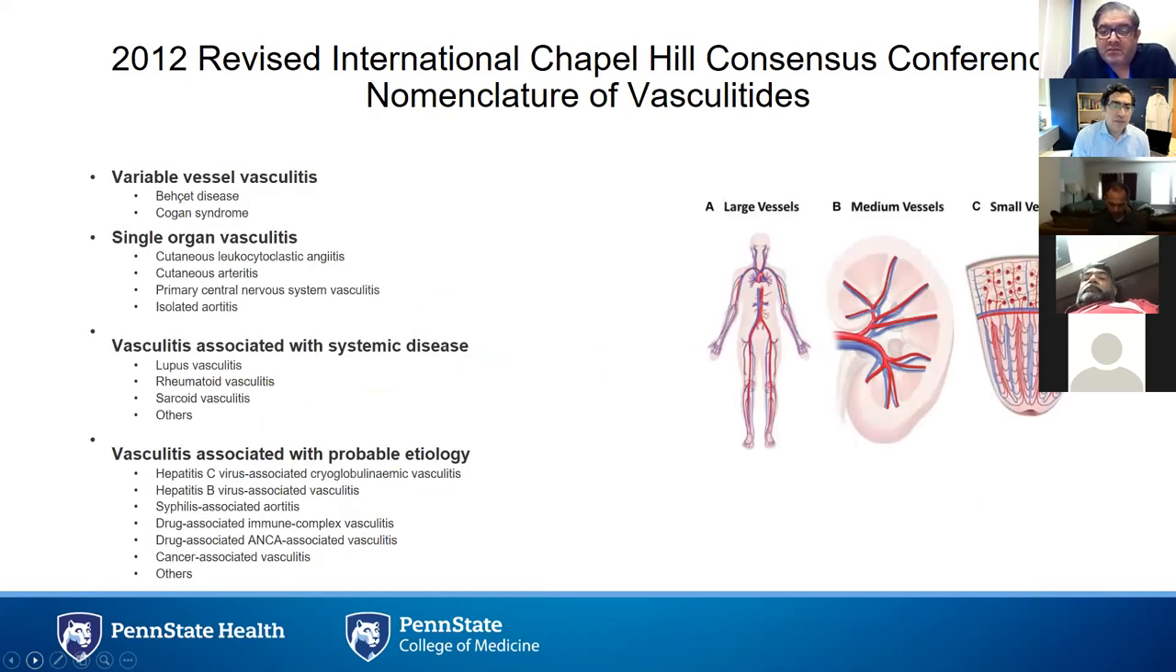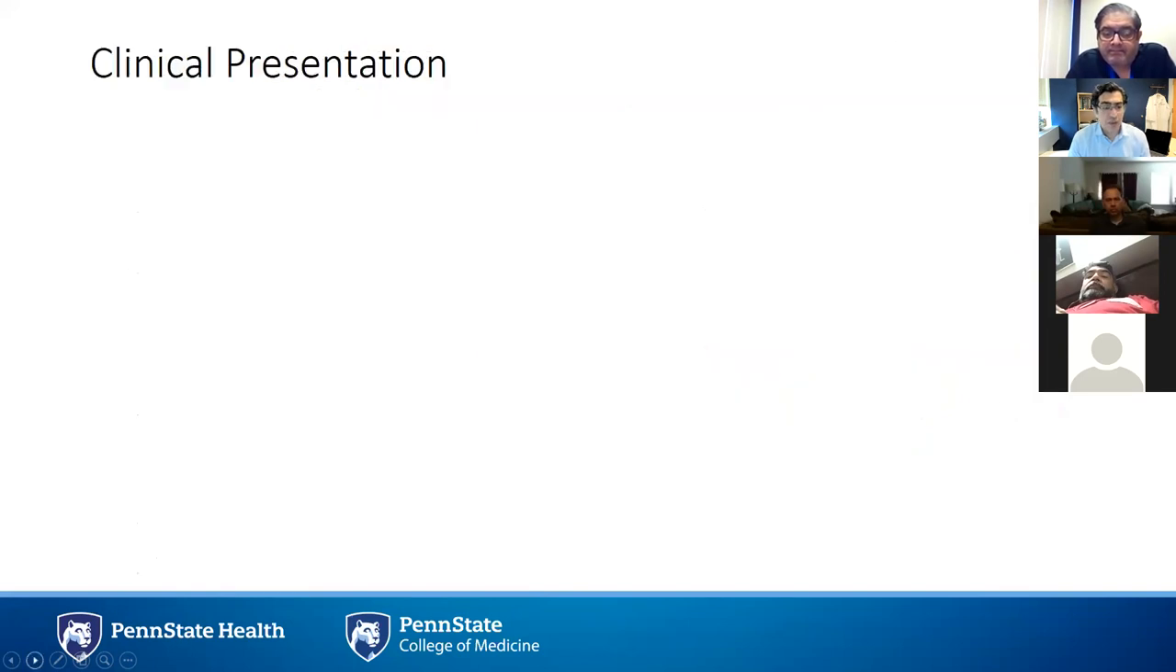They also looked for some other ways to look at the whole vasculitis scenario. Either there's a variable vessel, which means it can involve different sizes of vessels, single organ in the skin, CNS vasculitis, or just in aorta, vasculitis with systemic diseases, lupus, rheumatoid, sarcoid, or vasculitis with some other probable etiologies, hep C, B. C is usually associated with cryoglobulinemic vasculitis, syphilis, drug-induced, both immune complex as well as ANCA-associated. I think the hydralazine is also implicated here. Cancer and other conditions as well.